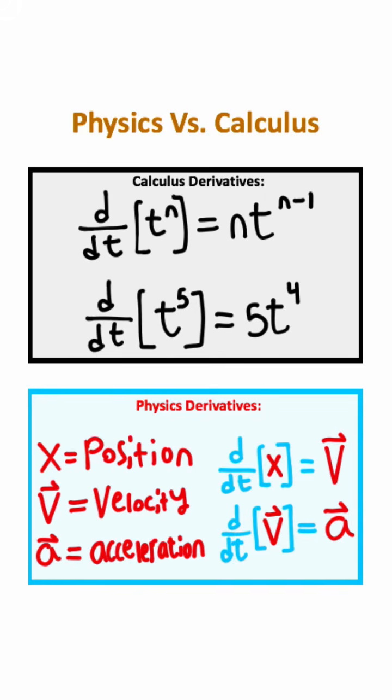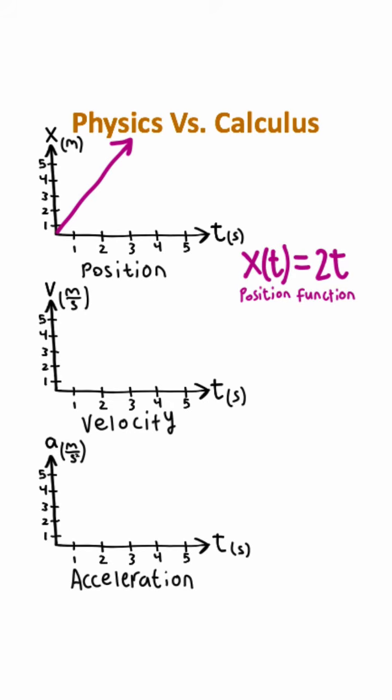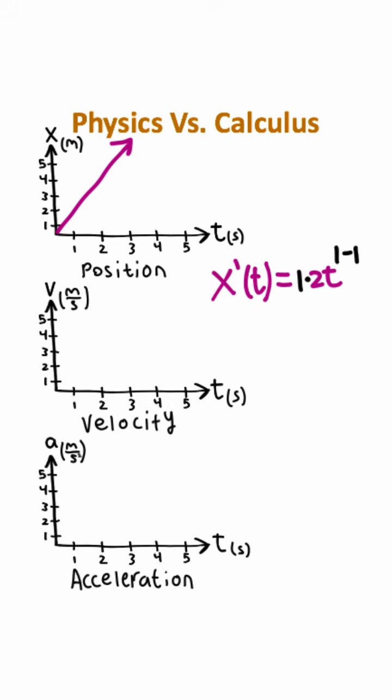We can visualize this by looking at three graphs, where the graphs represent position, velocity, and acceleration. Now let's say I have this function, which represents position. So in this case, I can plot this function on this position graph right here. Now what I'm going to do is take the derivative of this function using the power rule. Taking this derivative, I should end up with 2.